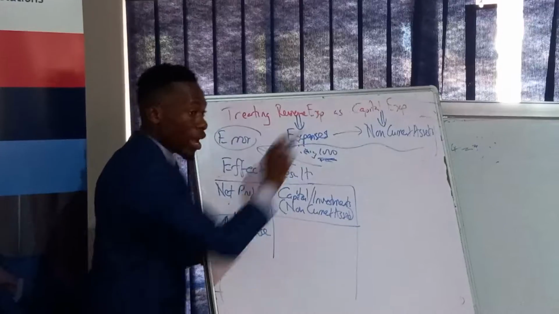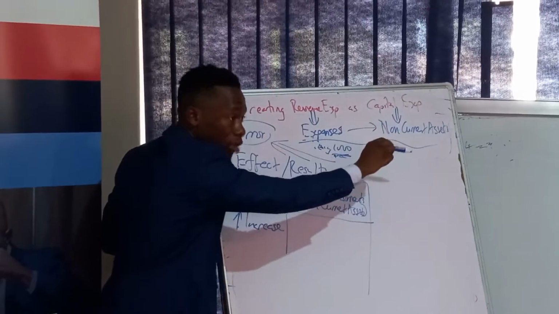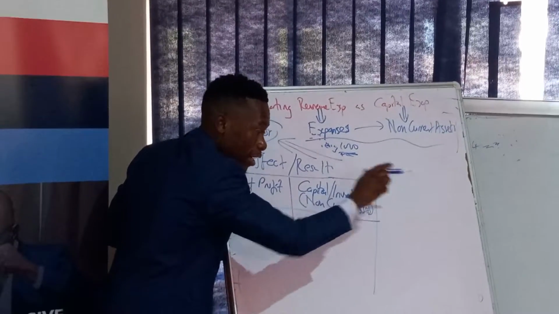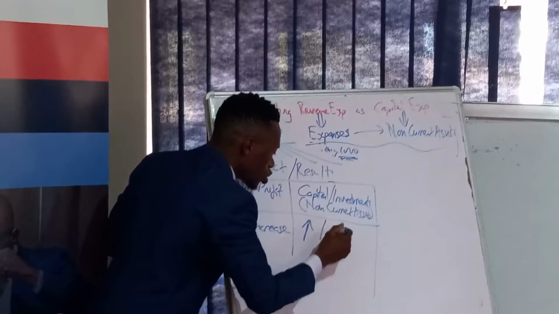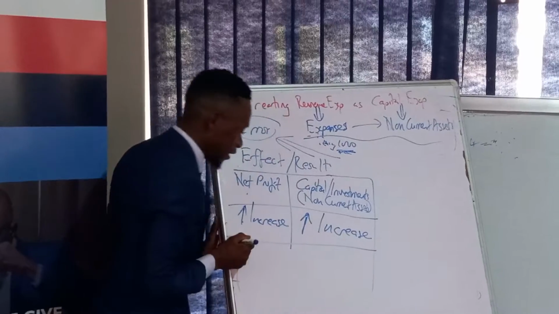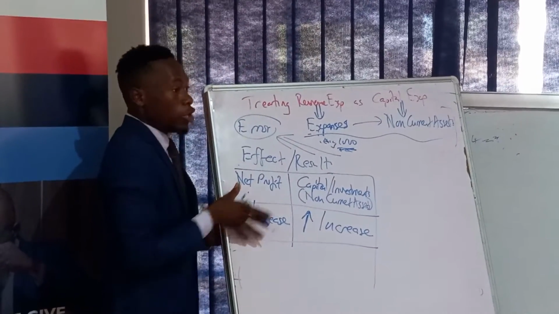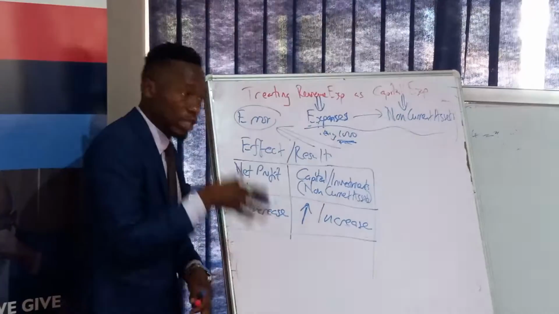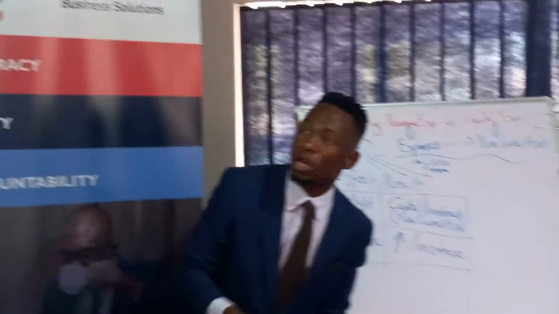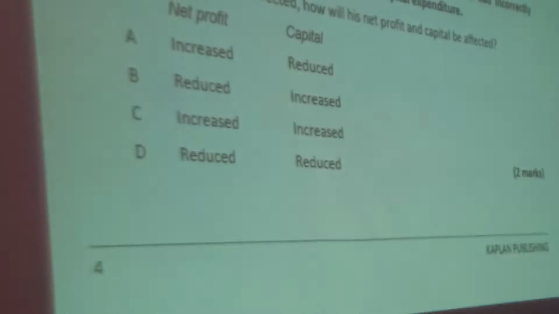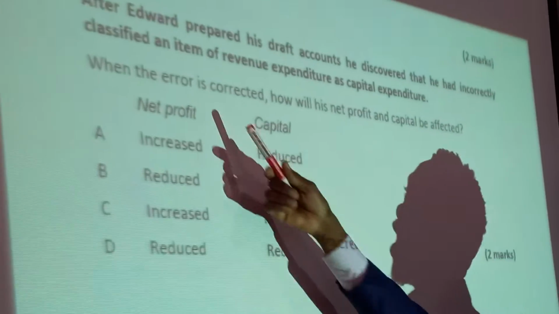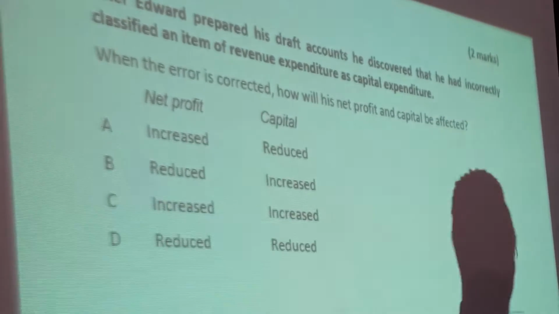It was recorded where? In the non-current assets. So what will happen to the non-current assets? Thank you. They will also increase. This is the effect. You start with the effect. If they say give us the effect of the result, the answer will be C. If they say give us the effect. But the question they are saying is when the error is corrected. So this is happening because of the error.